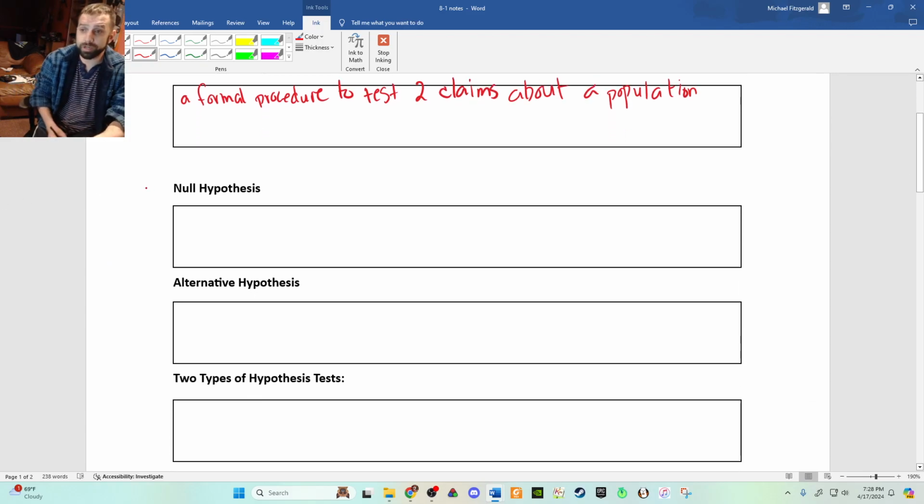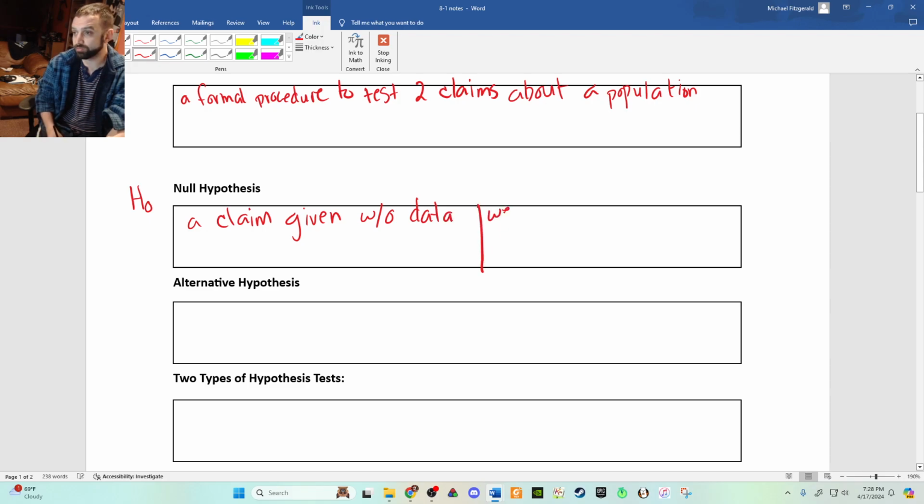We're going to have two hypotheses. The null hypothesis, which is H sub 0, which is basically just a basic empty claim given about the population without evidence, because in these kinds of problems, you're not going to have data to support it. You're usually going to have data against it. So without data, and we test against it.